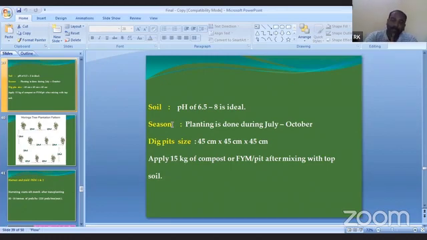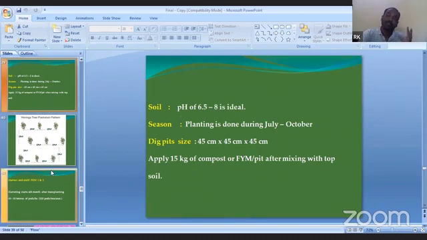Then apply 50 kg of compost. When we go for planting, suppose you take a 45 into 45 into 45 centimeter pit, you give 15 kg of compost or farmyard manure per pit after mixing with the topsoil. So this is good. After the first 3 harvests, there is no need to apply fertilizer.